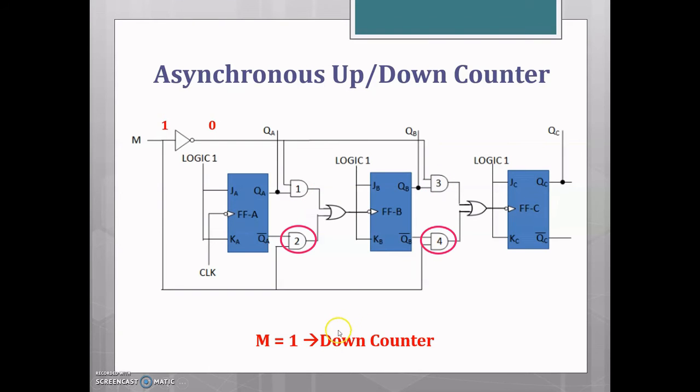Next, when m is equal to 1, it acts as a down counter. So with m equal to 1, the output of the inverter is equal to 0. With 0 as input, AND gates 1 and 3 will be inactive, whereas AND gates 2 and 4 will be active. So QA bar is connected as a clock for the B flip-flop, and QB bar will be connected as a clock for the C flip-flop. So it acts as a down counter.